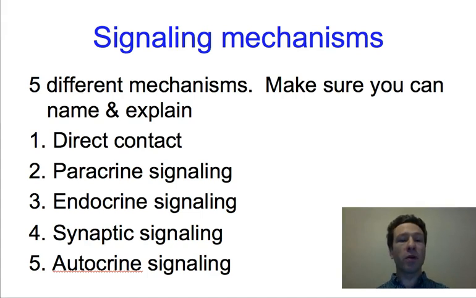And so we will talk about each of these 5 different mechanisms of signaling here. I'll give you a brief list to start with. We have direct contact between cells. Then we have autocrine signaling down at the end of this list, paracrine, endocrine, and synaptic signaling. We'll talk about each of those in some detail.